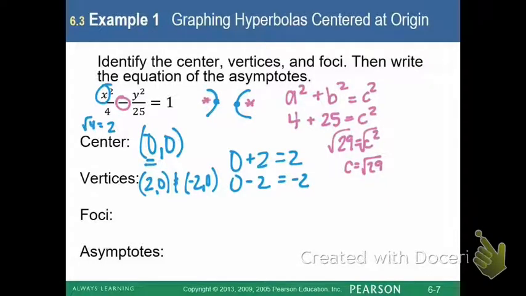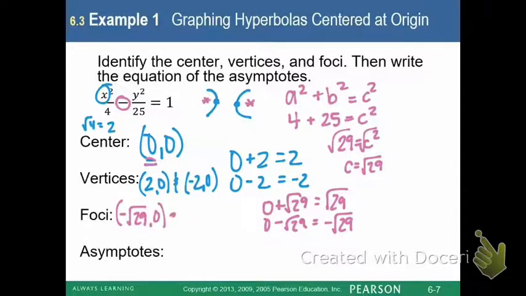So it's the same type of situation here. It's still the x value that's going to be changing. So I'm still going to take that 0 plus root 29 and 0 minus root 29 to find my new x value, which is just plus or minus root 29. So my foci are going to be at negative root 29, 0, and positive root 29, 0.